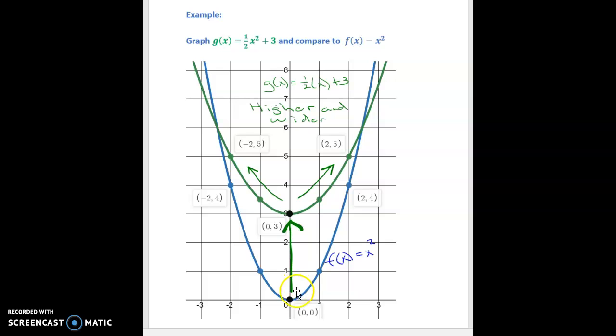So you can see the plus 3 at the vertex, but you can't just add the other 3, like especially this one, 2, 4 and 2, 5. It's not as easy as just moving it up anymore because we're also widening it, except right in the middle, it's not being stretched.